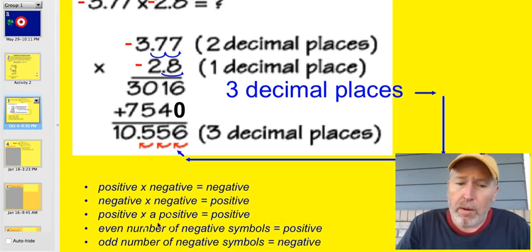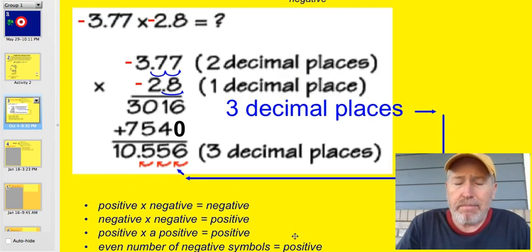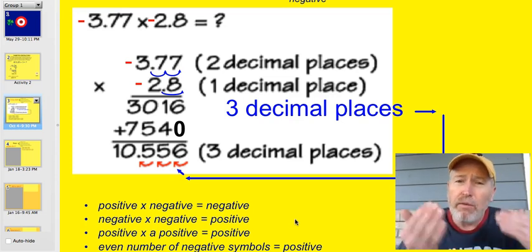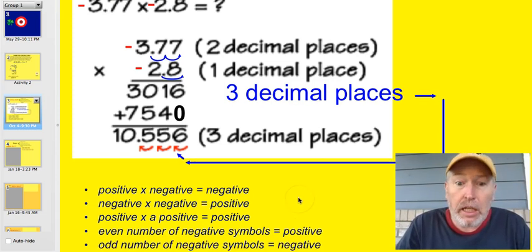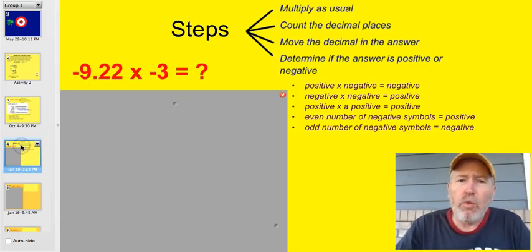So the way I remember it is that if you have an even number of negative symbols, you're always going to have a positive answer. If you have an odd number of negative symbols, your answer will be negative. Positive times a positive is a positive. A negative times a negative is a positive. But when you have one of each, or that odd number, then your answer will be negative. Okay? Let's move on and take you through one more problem.